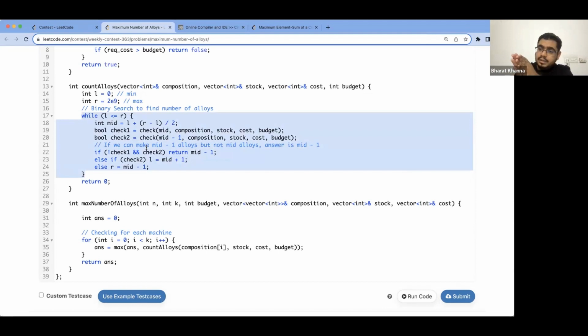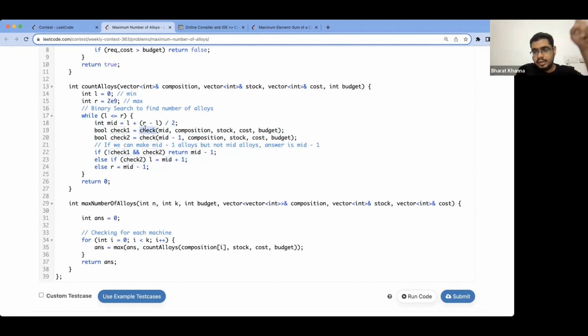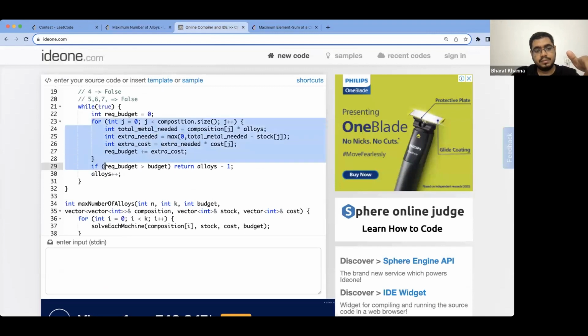Random mid we landed. We are checking, can I make this much alloys? I am also checking one less. Can I make mid minus 1 alloy? Right? वो देखते हैं, ये check function देखते हैं, how it is returning true or false. वो तो simple है ना? It will be very similar to this that we have written. कि required budget निकाल लो और check कर लो कि वो budget से ज्यादा है कि नहीं. Like this exact thing can be copied there, right? Do you agree?